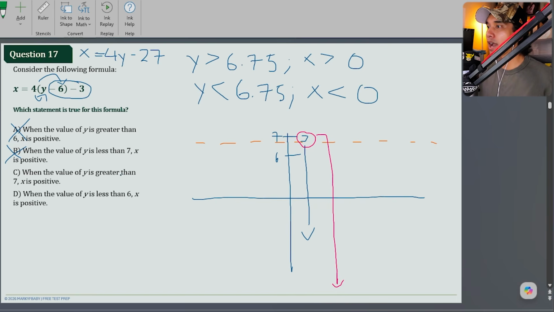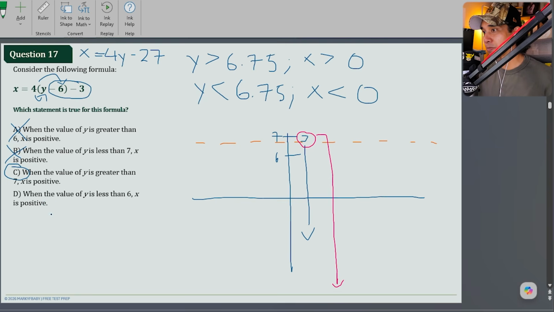When the value of y is greater than 7, x is positive. So any value greater than 7, so 8, 9, 10, 11, 12, all the way to infinity, will always be positive. Because at the cutoff at 6.75, if we choose numbers higher than 6.75, we will always get positive values. So this is always correct. C is the right answer.